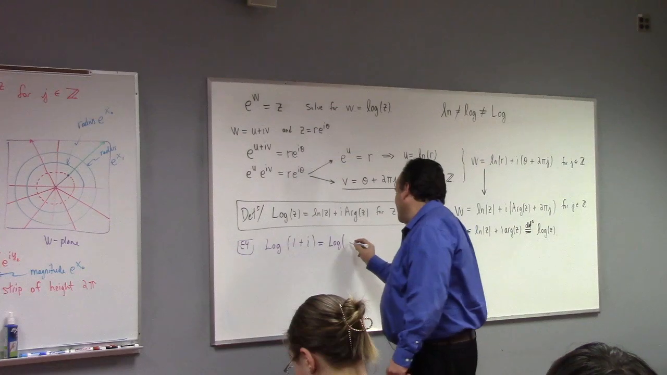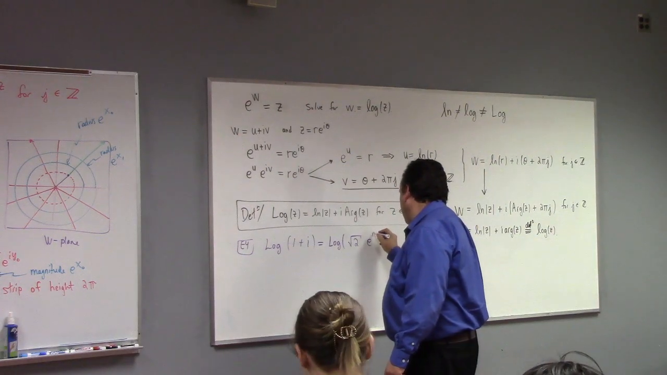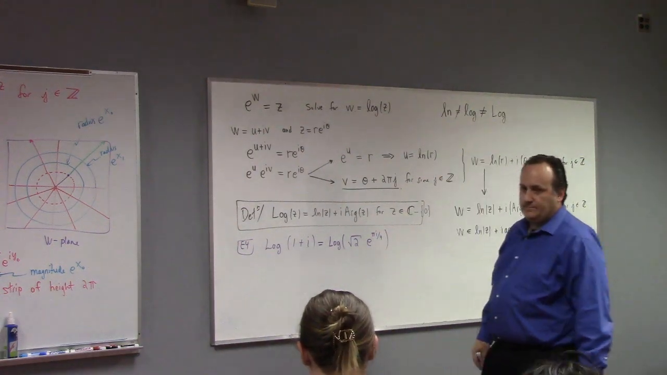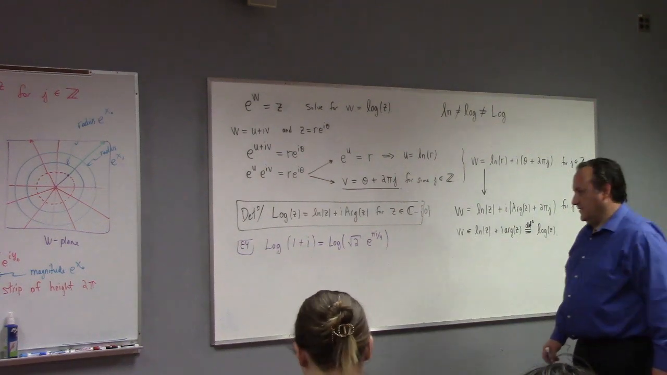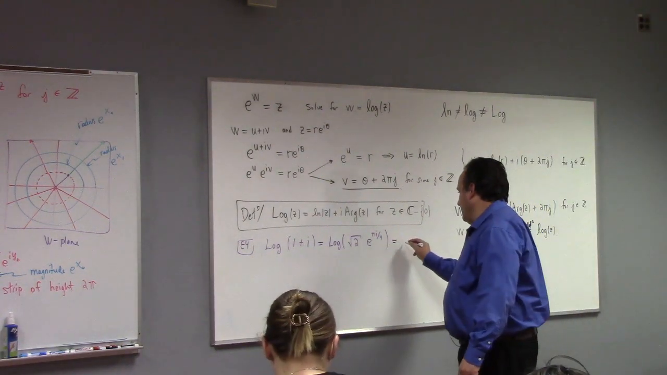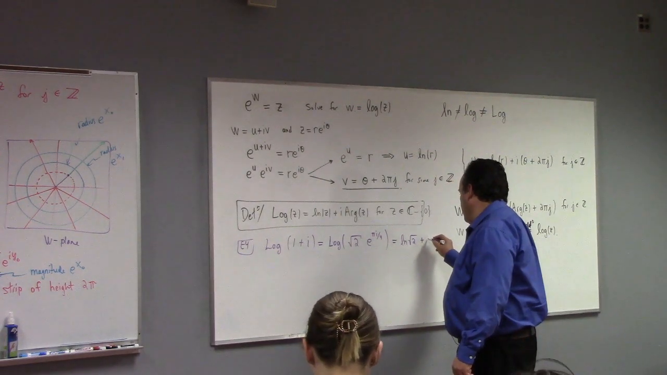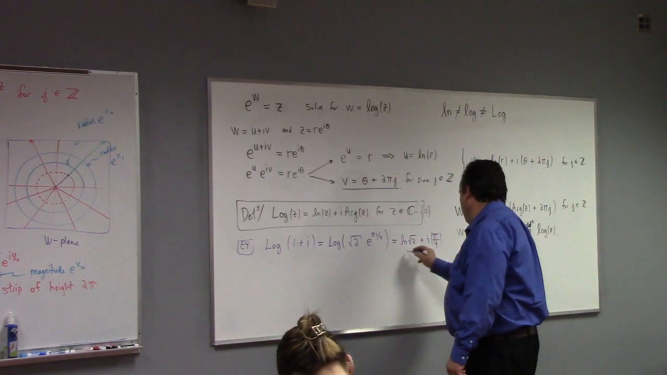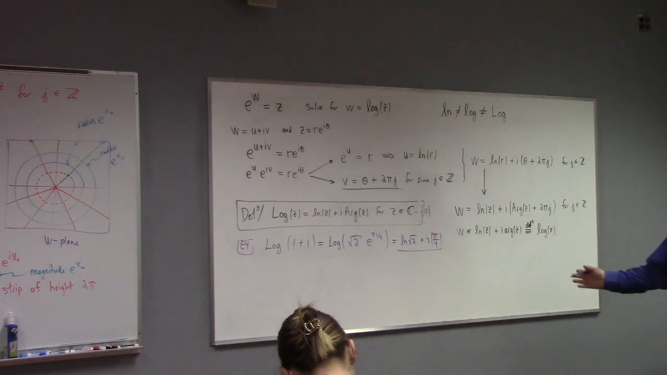Anyway, so this is square root of 2 e to the pi I over 4. And now I can calculate the logarithm, see, because that's the natural log of the square root of 2 plus I times pi over 4. There you go. That's it.